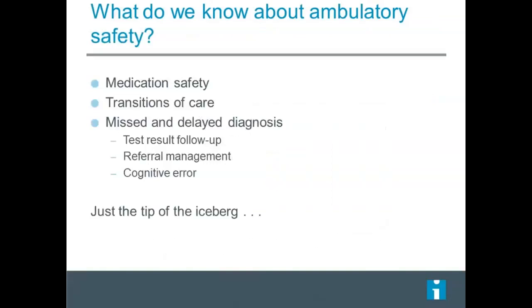In terms of what we know about ambulatory safety, these topics are really based on primary care, where we have seen the most research done. These are the top three areas that come up in primary care: medication safety, including medication errors but also issues with adherence, polypharmacy, and medication reconciliation. Transitions of care, certainly from hospital out, with things falling through the cracks in that transition, but also transitions across the entire care continuum. If you think about a rehabilitation facility to home, or a nursing home to an emergency department, there are all these transitions and potential risks with them.